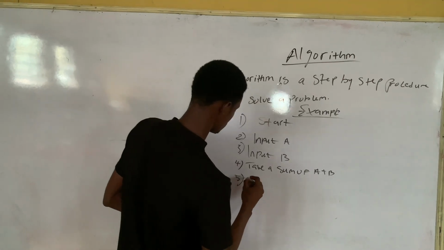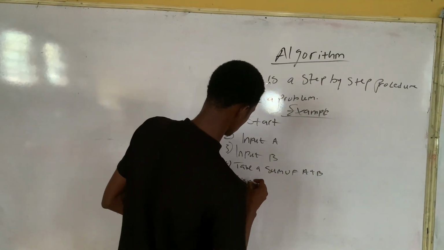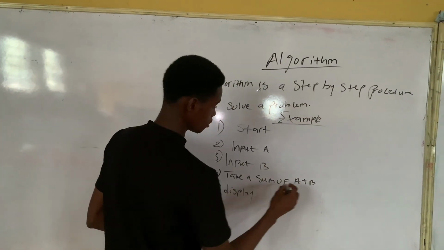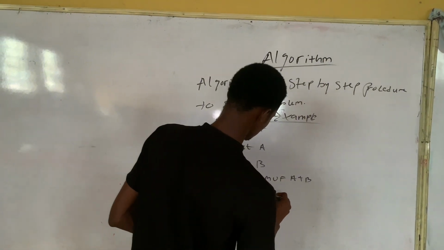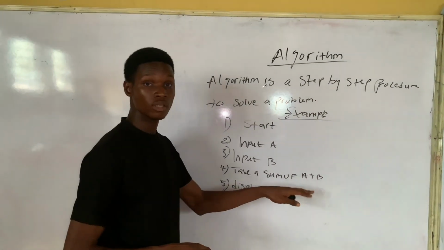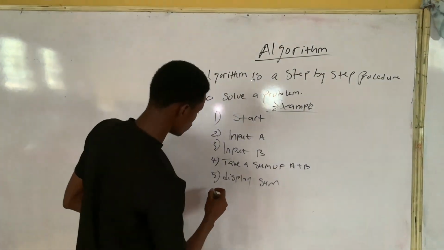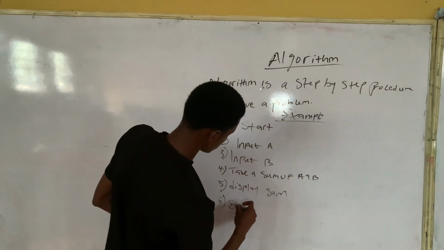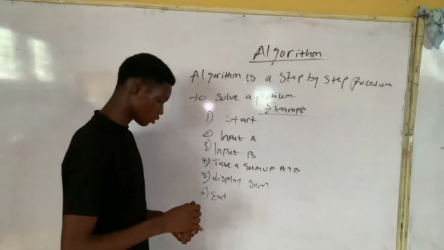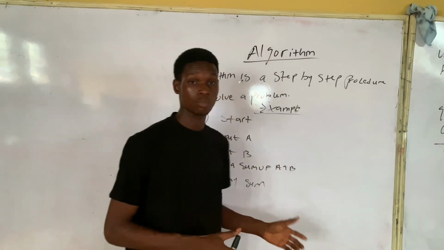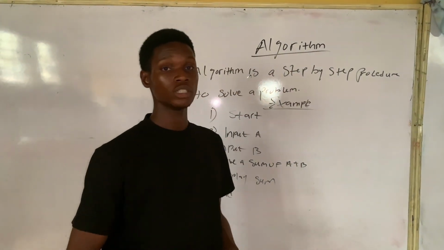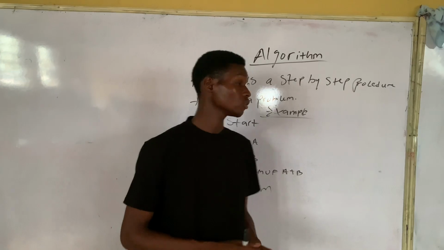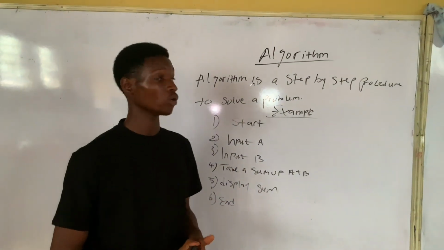Then the next step is display sum, which is whatever answer we are given by the step that is above. Then the last one, you can end with end or end it with stop. So this is a typical example of how to write an algorithm. It varies depending on the problem you are solving.